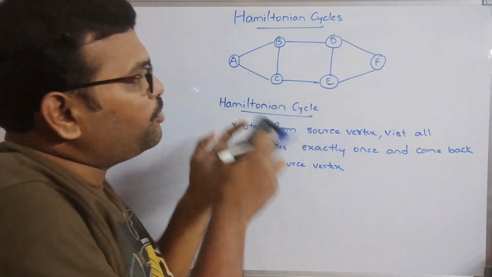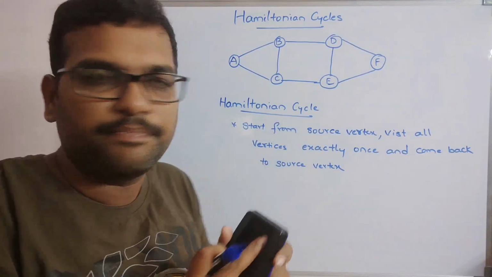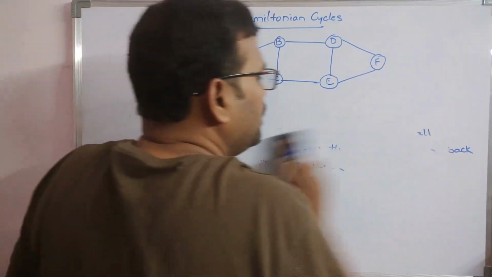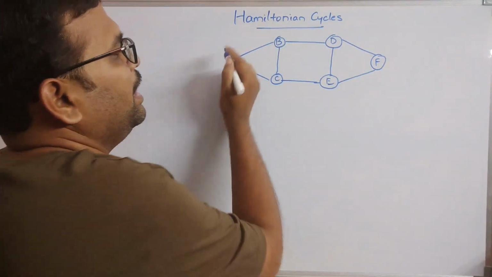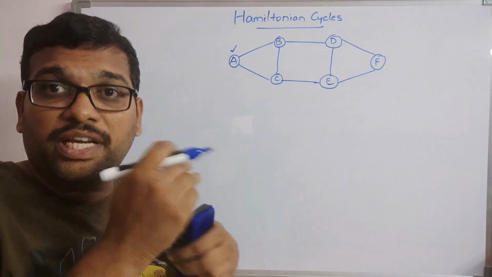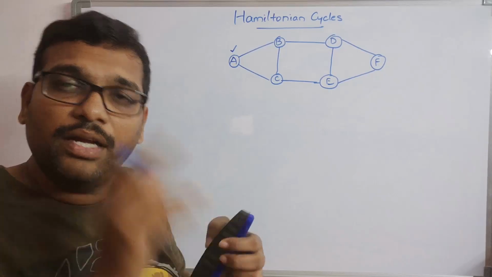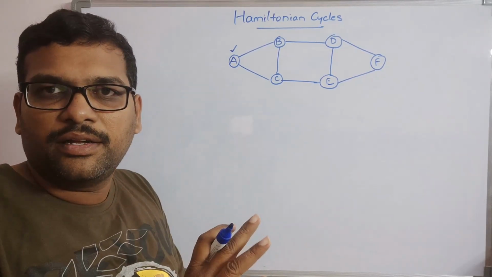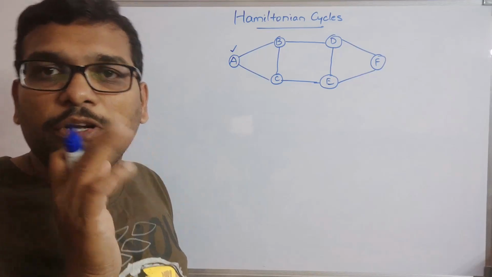So how can we find these Hamiltonian cycles? Let us start with the source. Don't change the source, because if you change the source, the cycle may be equal, right? So we should not consider that. Fix the source vertex and find all possible paths, feasible solutions.